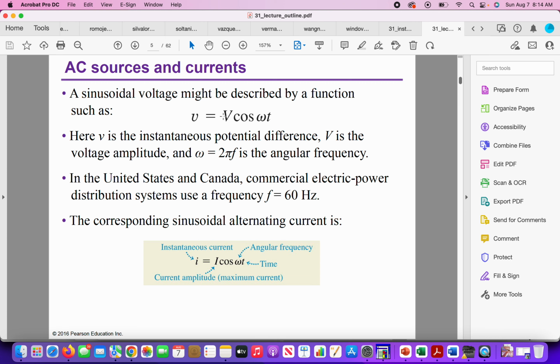Now, the corresponding sinusoidal alternating current, of course, is going to be i, the instantaneous current, equal to I cosine omega t. And again, this is really the dependence of voltage and current of an AC source.